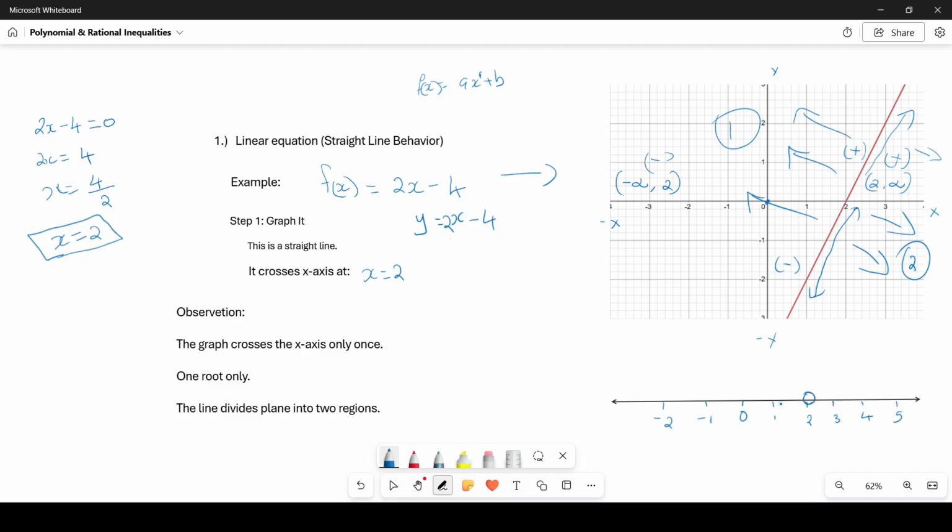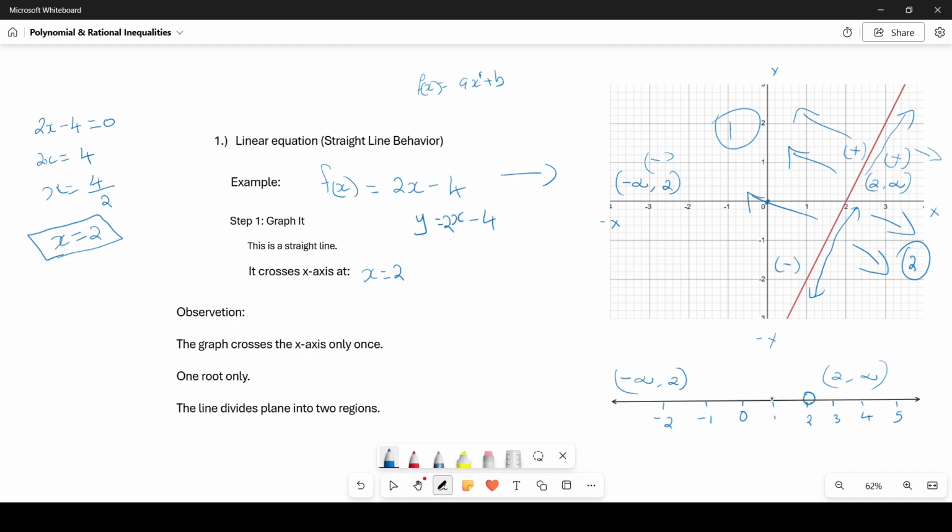But what else can we identify? We need to find the intervals. These are the intervals which make the two regions. I already explained that this linear equation graph cuts the plane into two: the region before the 2 and the region after the 2. So here are the two regions: minus infinity comma 2, and the other region, 2 comma positive infinity.